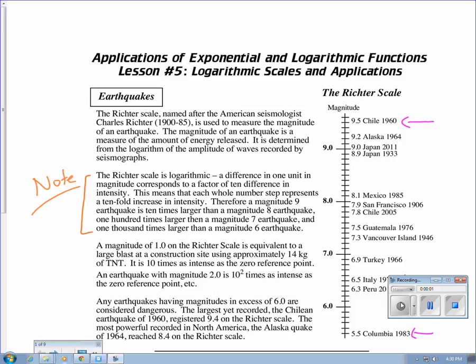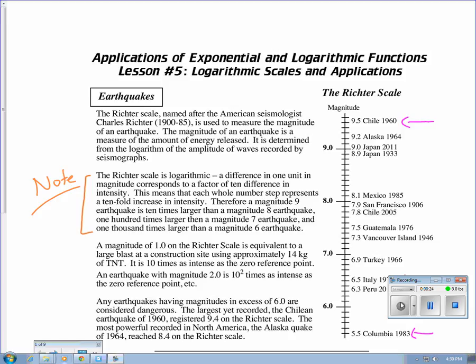The last bit of our application of exponential and log lessons takes us through some scales that you might be familiar with. They include the Richter scale for earthquakes. They include a discussion about sound using the decibel scale, as well as the pH scale. So today we're just going to try to get into the meat and potatoes of this lesson.